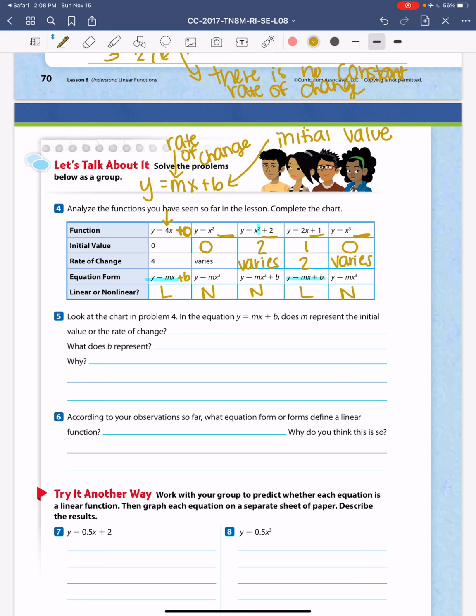Okay. Number 5 says, look at the chart in problem 4. In the equation y equals mx plus b, does m represent the initial value or the rate of change? M is always the rate of change. What does b represent? B represents the initial value.